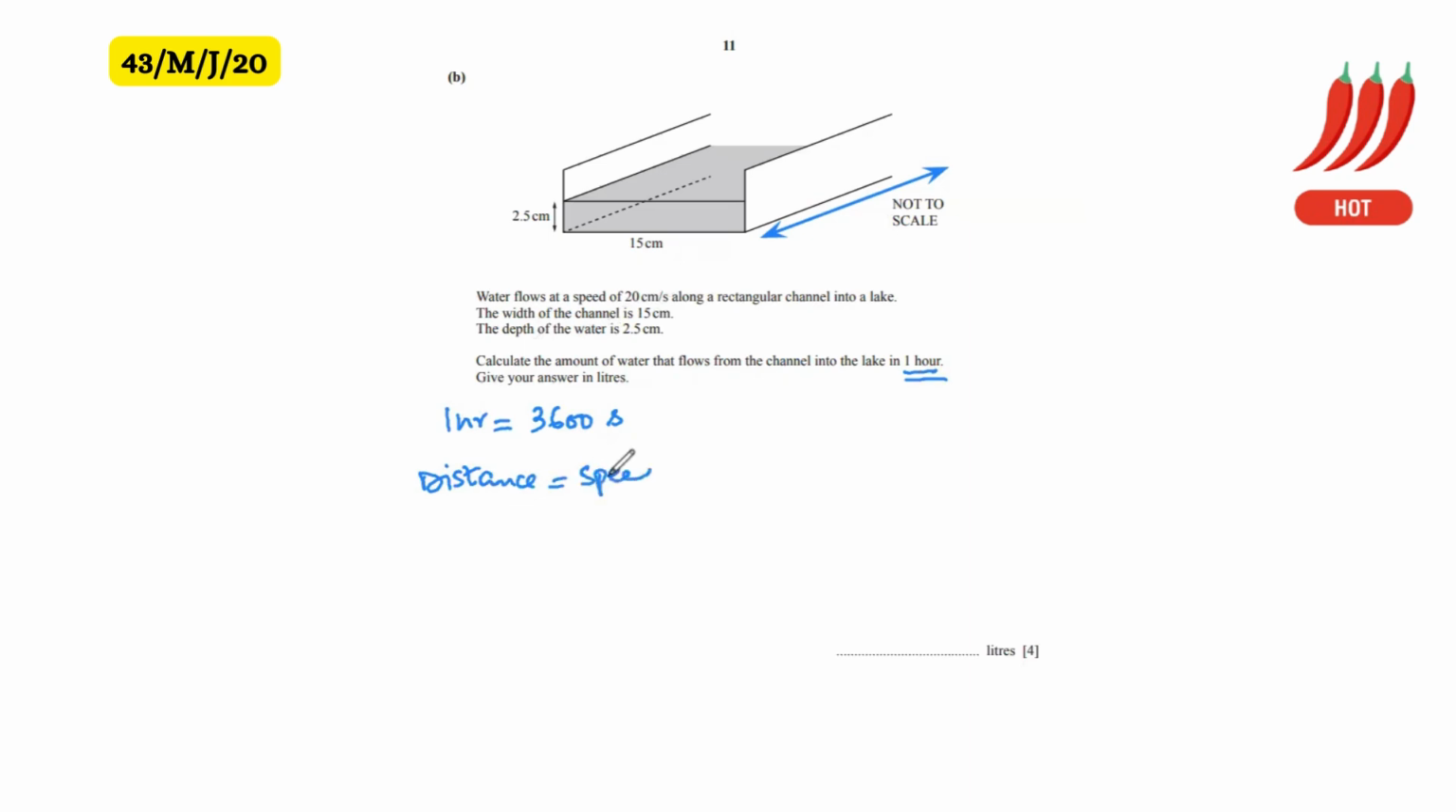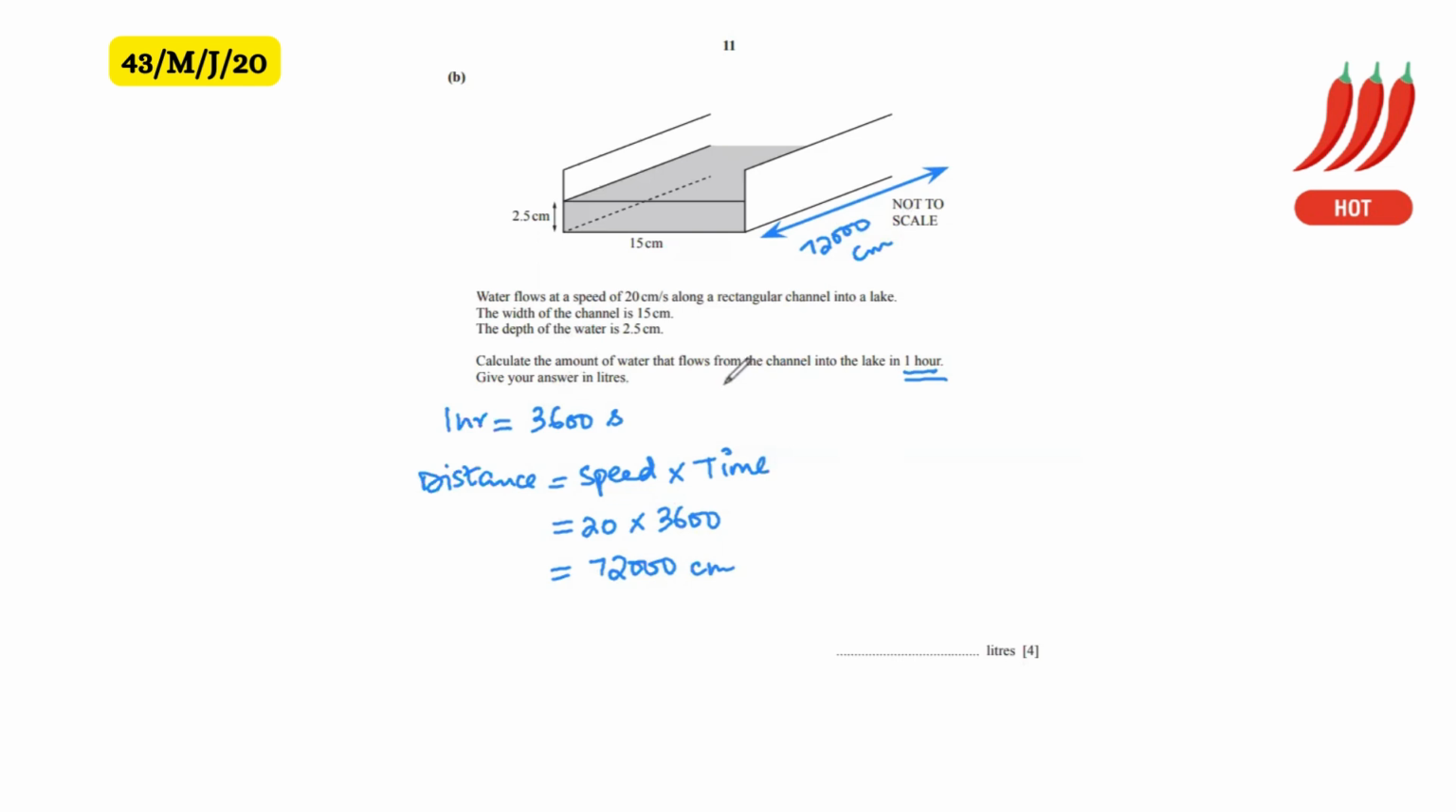So this distance is going to be speed times time. Now the speed at which the water is flowing is 20 centimeters per second, and the time in seconds is 3600. So 20 times 3600 is going to be 72,000 centimeters. That is this distance.